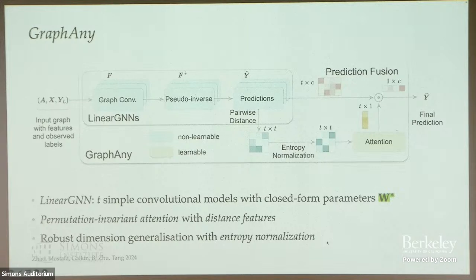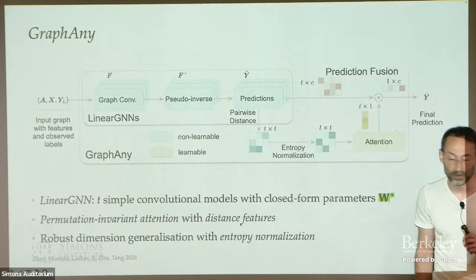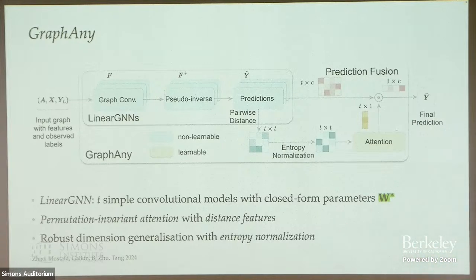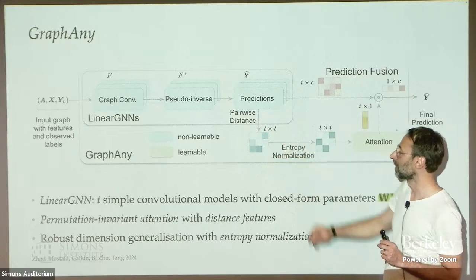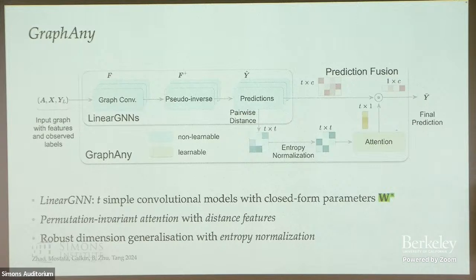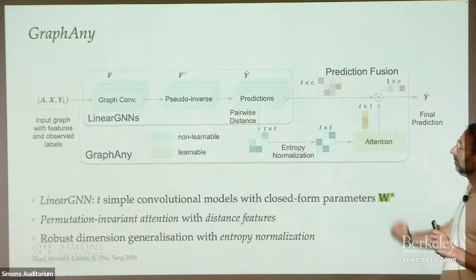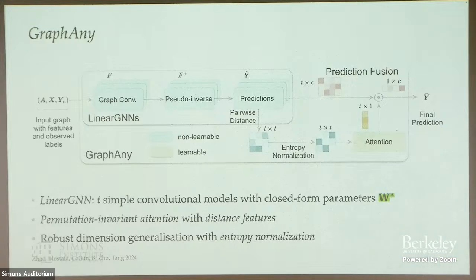And then we have permutation invariant attention that is applied to a special type of features, distance features. And we also use entropy normalization that allows us to generalize robustly across different dimensions. So basically, this is how it looks. We produce these N by T, where T is the number of outputs of these simple models. We use entropy normalization attention, and the output will be a vector of size C, the number of classes.